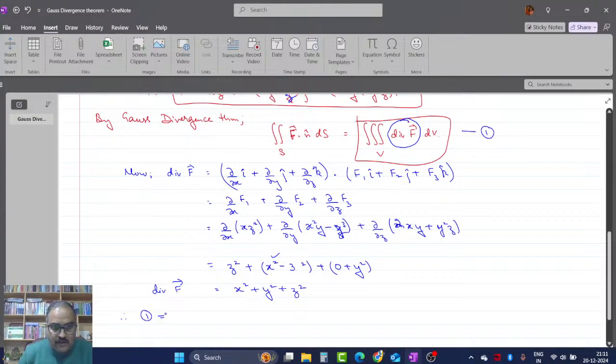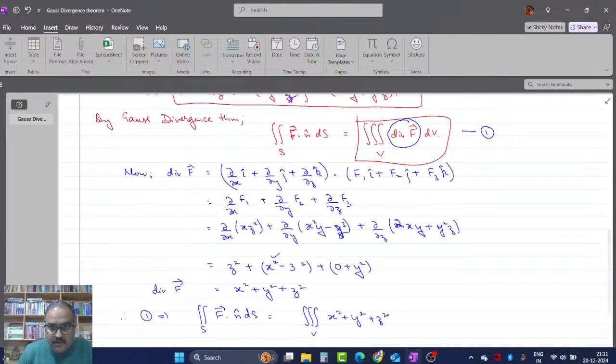Therefore, equation 1 reduces to the surface integral over S of f vector dot n cap into ds, that will be equal to the volume integral of x square plus y square plus z square into dv. dv means dx, dy and dz, and what is this region? That is basically a sphere, x square plus y square plus z square equal to a square, z greater than or equal to 0. That means the upper half sphere.